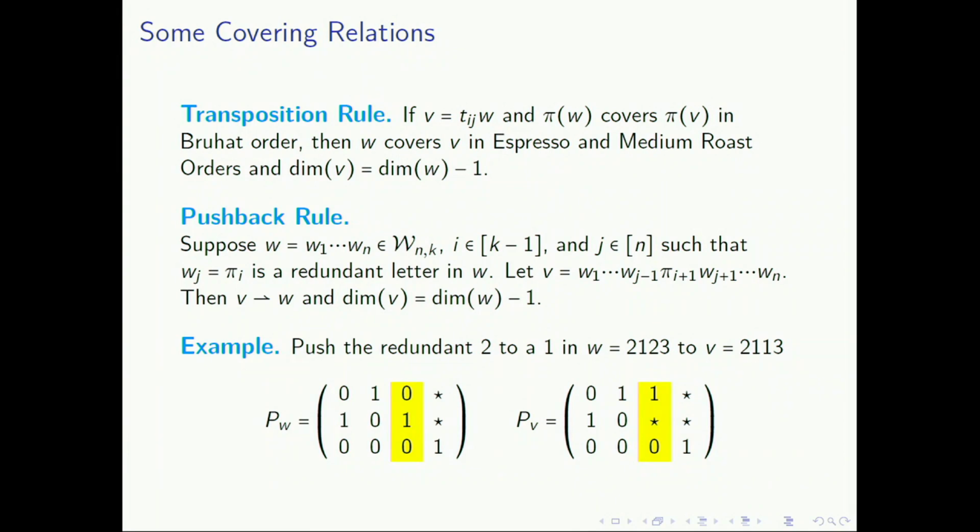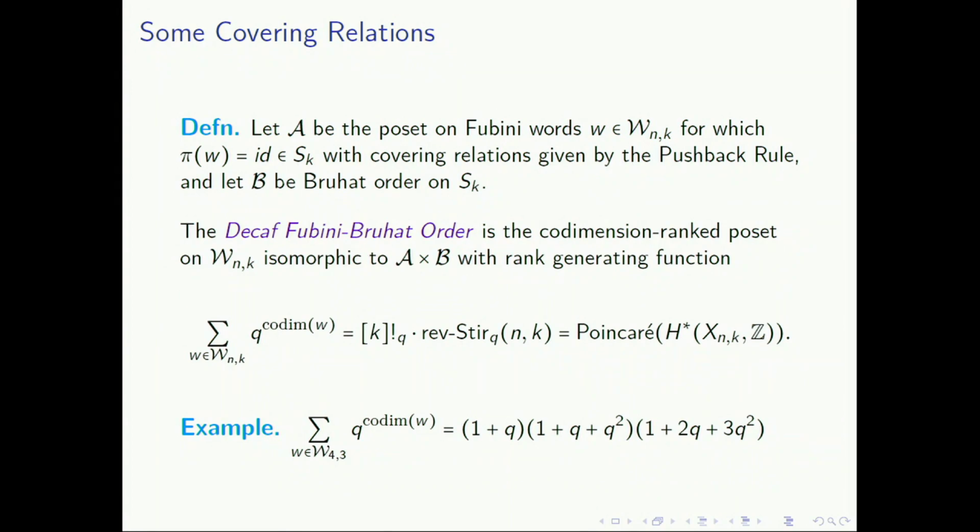Great. So the transposition rule and the pushback rule together, that's how you get the decaf order. Take the transitive closure of just those relations. What's nice about the decaf order is that it is a ranked poset. In fact, the rank function corresponds to this Q analog of the Stirling numbers of the second kind times the K factorial Qified. And I said you have to do this reversed. When you do it reversed, you're really counting Fubini words by codimension. And when you do that, it works out to be exactly the Poincare polynomial for the cohomology ring. This part connecting back to the Poincare polynomial clearly uses the work of Pawlowski-Rhodes.